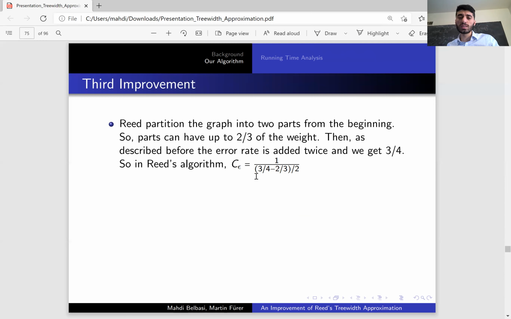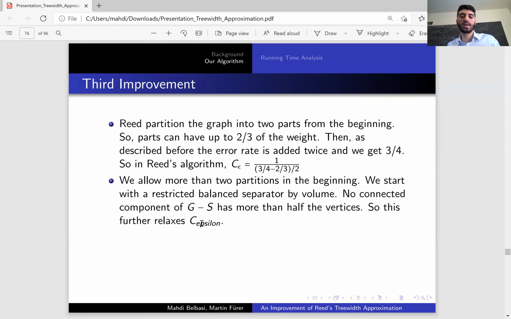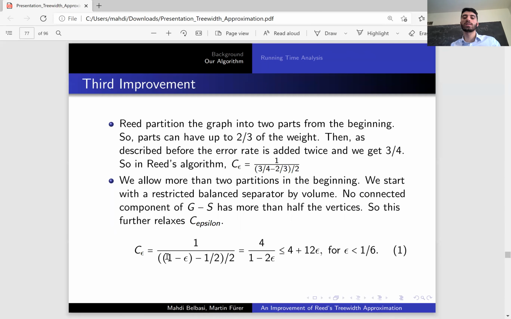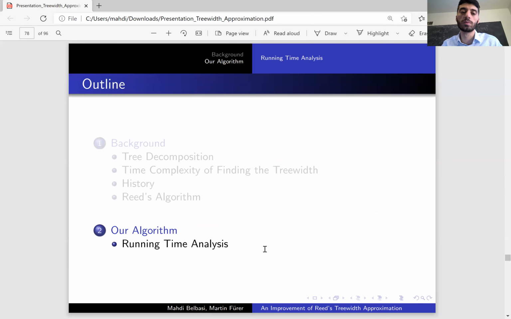So this is C epsilon for Reed, and the C epsilon for us is we are willing to go all the way to 1 minus epsilon. But if we delete the centroid, no connected component has more than half the volume, right? So we are going to go from 1/2 all the way to 1 minus epsilon, and then we pay the error twice. So we get 4 over 1 minus 2 epsilon, which goes to 4 if epsilon is very small.